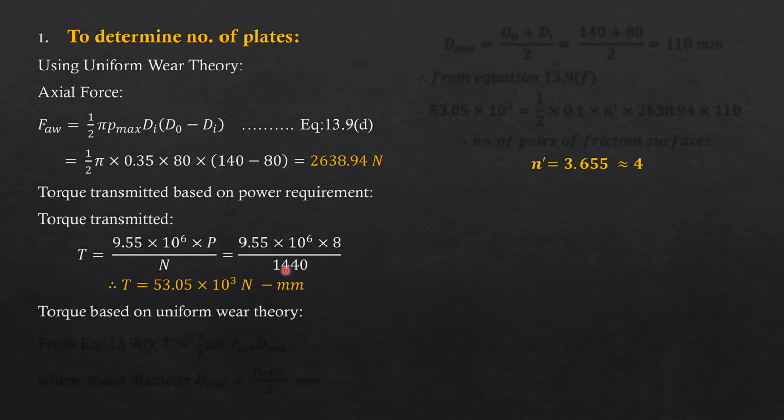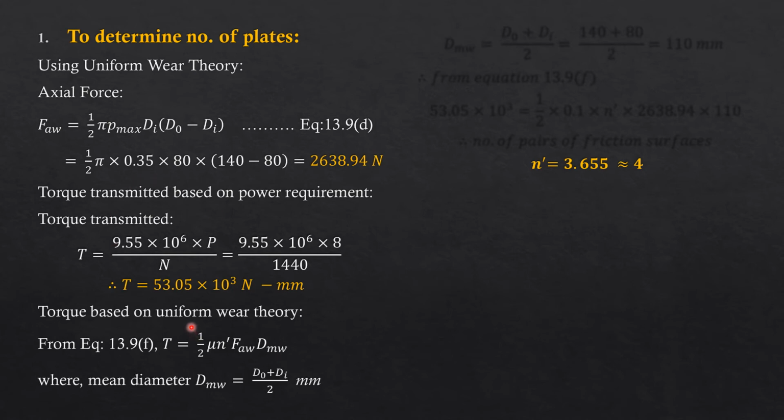Okay. Now let us use the uniform wear theory formula for torque that is given as 13.9f in our design data handbook. All right. Now here you know that dmw is actually the mean diameter, which is the average of inside and outer diameters for uniform wear, right? So let's solve this now. If you find out the mean diameter for a 140 outer and 80 inner, you will get the mean as 110 mm, right?